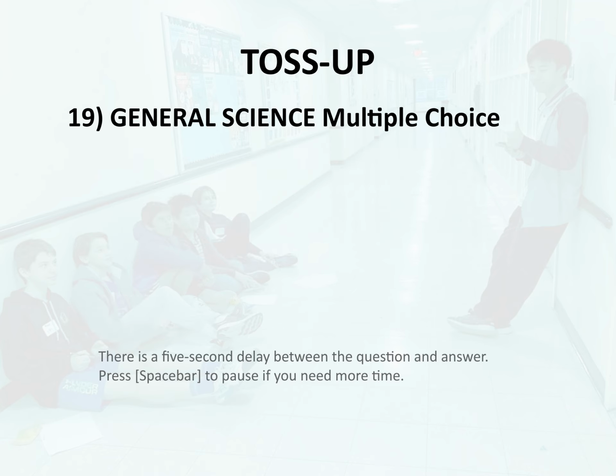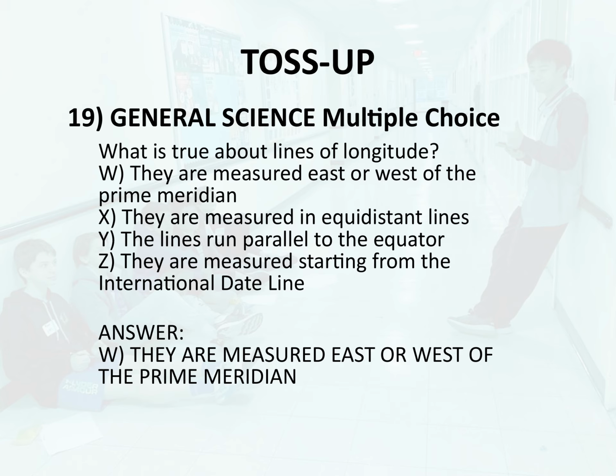Toss-up 19. General science. Multiple choice. What is true about lines of longitude? W. They are measured east or west of the prime meridian. X. They are measured in equidistant lines. Y. The lines run parallel to the equator. Z. They are measured starting from the international dateline. Answer: W. They are measured east or west of the prime meridian.